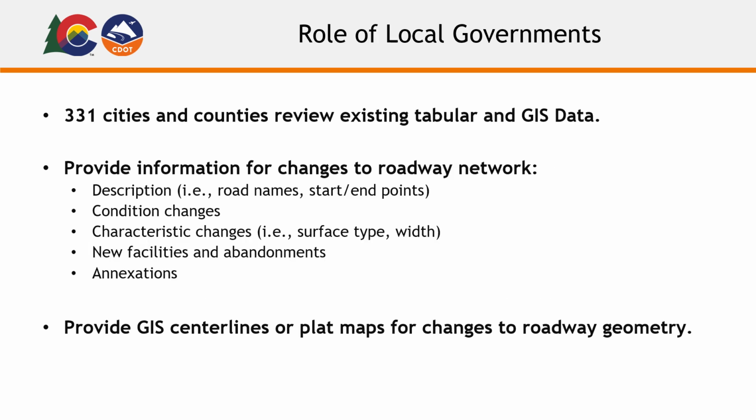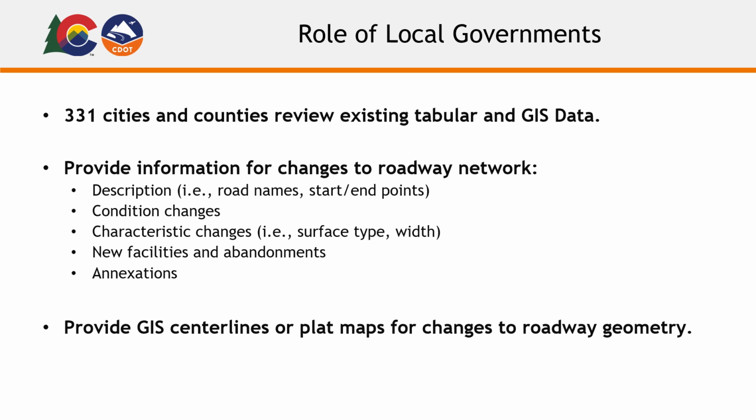The role of local governments in the HUTF program is to first review and verify their existing tabular and GIS data. Local governments should then provide updates on those existing roadway characteristics, such as roadway condition, surface type, width, and description changes. They should then let us know about roadways that have been added or removed. This includes abandonments and annexations.